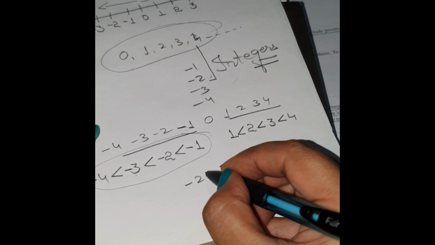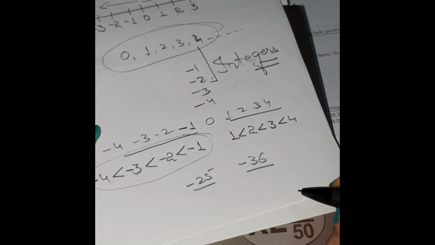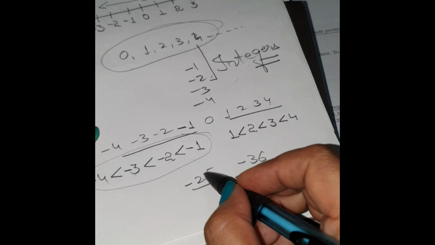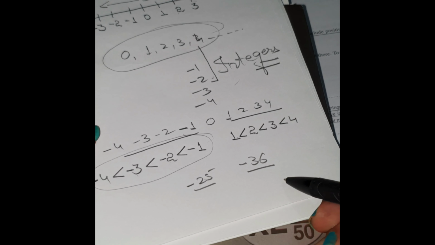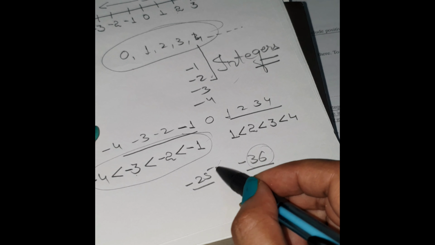Suppose there are two numbers, -25 and -36. These two numbers are there in front of you and it is asked to put the greater than or less than sign. You will think that 36 is greater, so this will be greater.